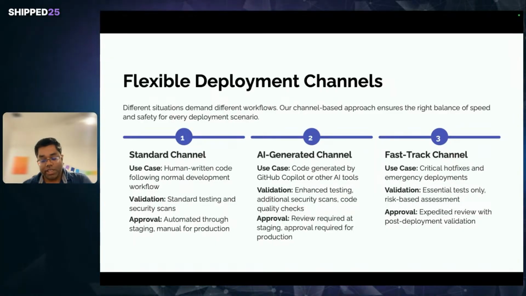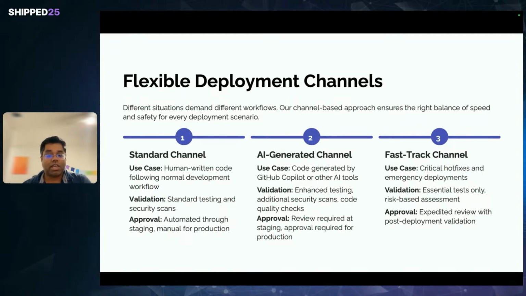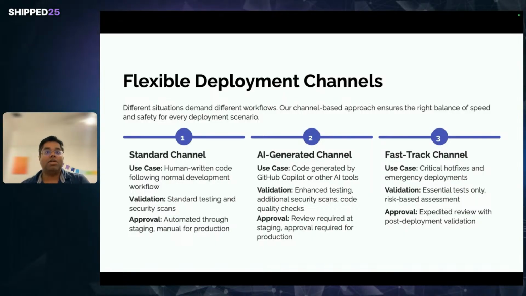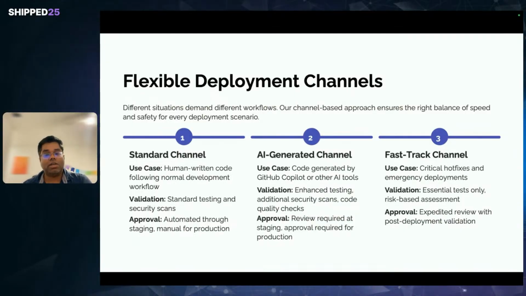But you can bring it in this way: the standard channel is the human-written code following the normal development workflow, right? And the AI-generated channel is code generated by GitHub Copilot or any other tool. We have identified the GitHub Copilot generated code because that code goes through the coding agent. But if it is used in the IDE, you may need an additional label or process there to identify that this code is generated by Copilot, right?